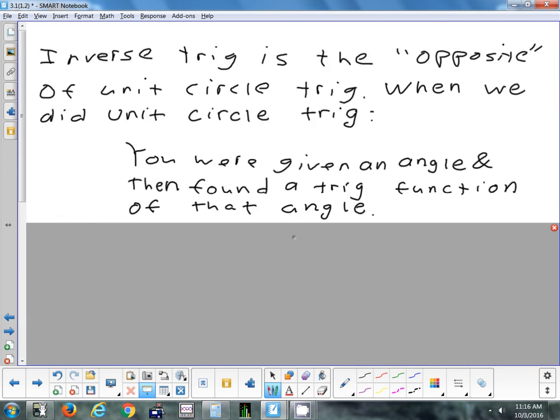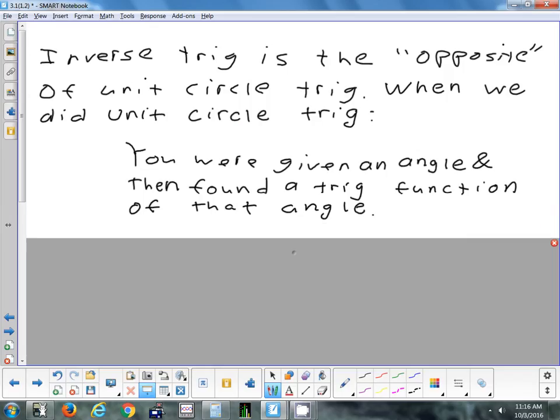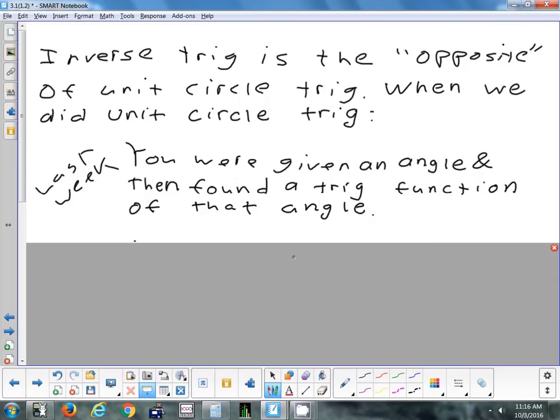Okay, so just to kind of compare it to what we did last week, inverse trig is basically exactly the opposite. Last week, this is what you did. What I did is I gave you an angle. Like, think of the last 5 questions on the test. One of them was, just pick one out, sine of 82. I gave you the angle, and I told you to find the sine of it. That's what you did last week.